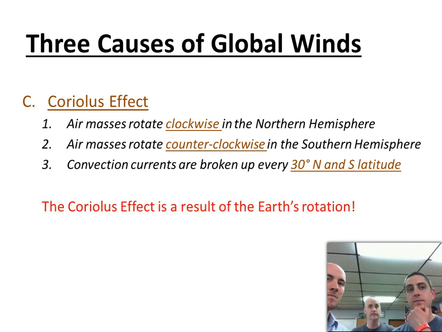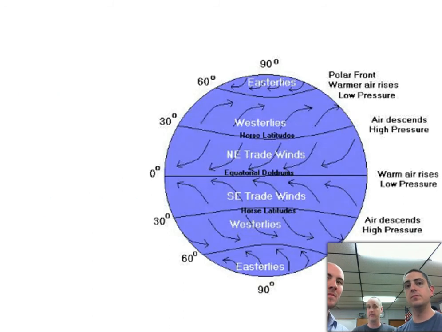So the big thing, the end result here, is that the Coriolis effect is due to the Earth's rotation. If the Earth didn't move, we would not have this kind of effect, and it's awesome that it does because we can breathe. It kind of curves the winds, right? Yes. That's why we see those curved lines.